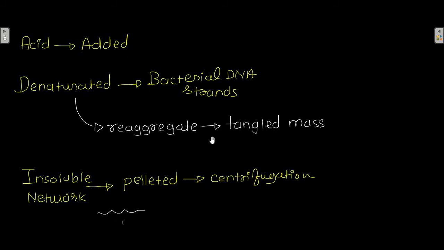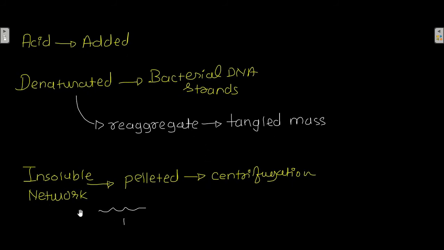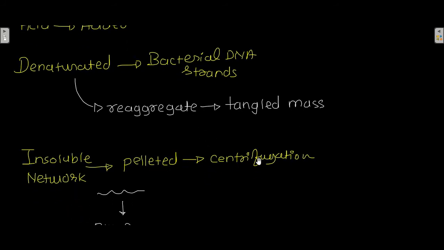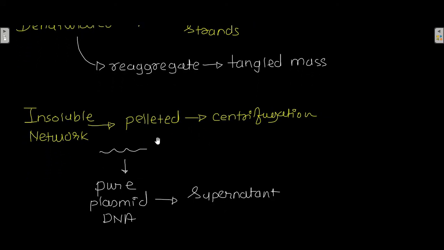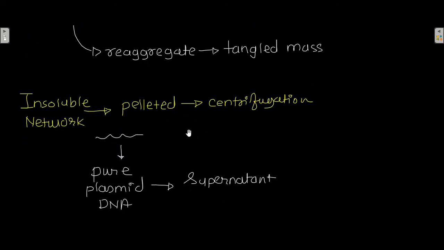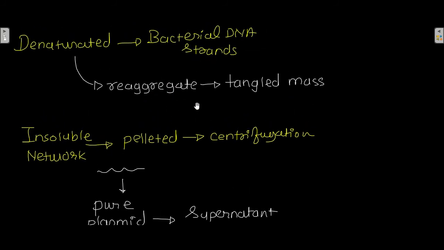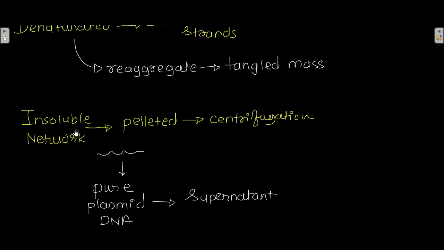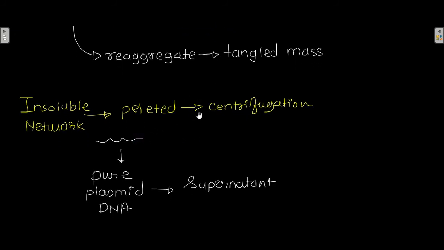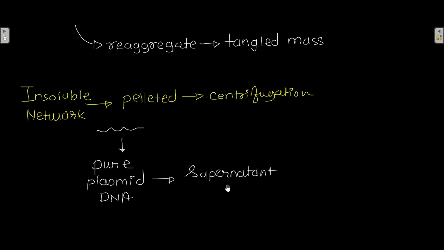Now this tangled mass, this insoluble network, is pelleted by centrifugation. When you subject it to centrifugation, the pellet will contain this denatured bacterial DNA strand, which is insoluble. That would be the pellet, and in the supernatant you will have pure plasmid DNA. So that is how you purify the plasmid DNA, by using sodium hydroxide and an acid.